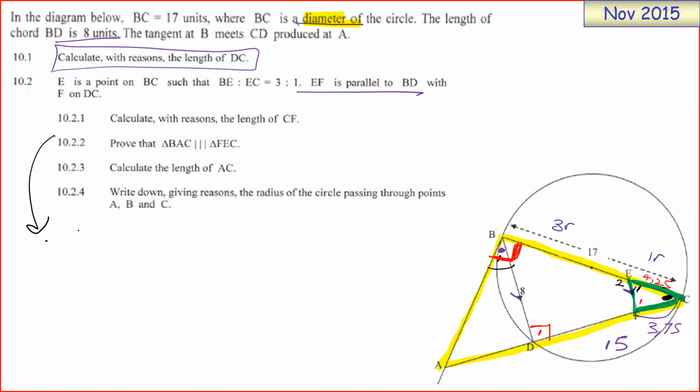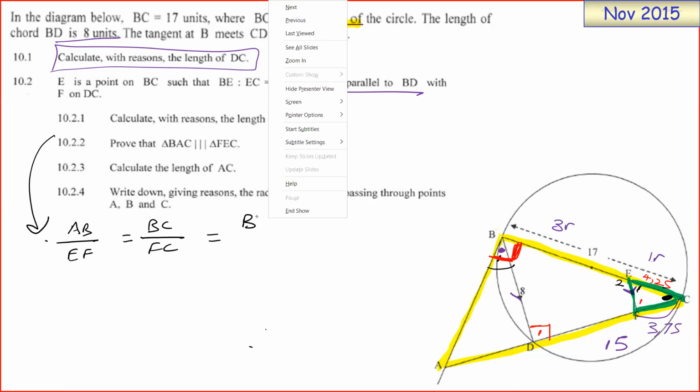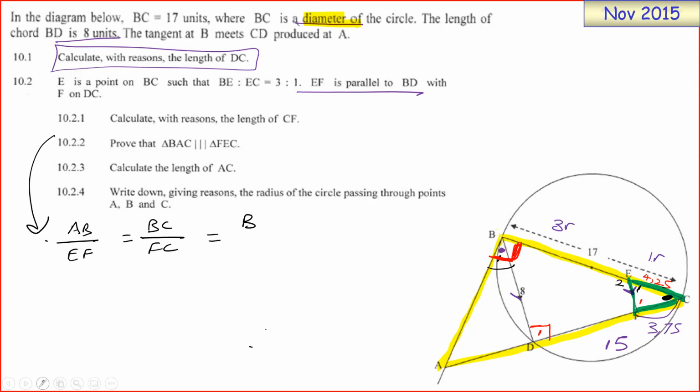So we should be saying AB over EF is equal to BC over FC, which is equal to BC. Oh, I said BC, sorry. I took AB, I took BC over FC, last two. So I should be taking AC.